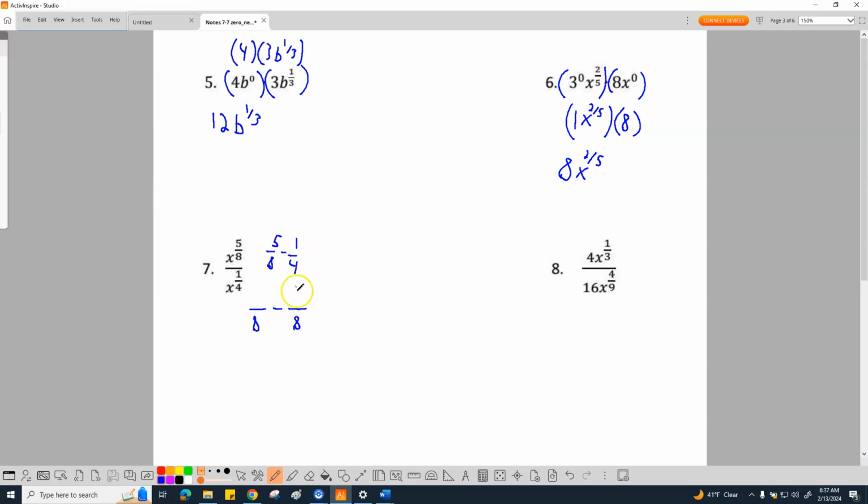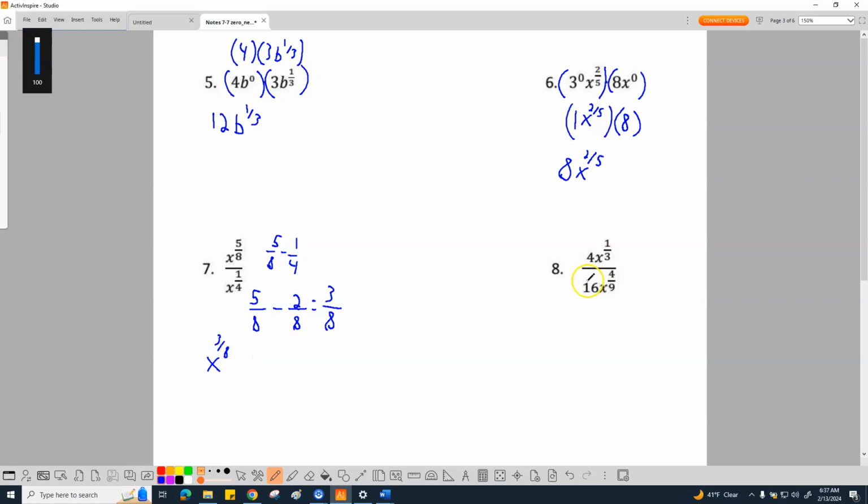From 4 to 8, I multiplied by 2. So I'm going to multiply the top one by 2 as well. And then I kept this one the same. So I end up with that for my fractions, 5/8 minus 2/8. And the rule for subtracting fractions is keep the denominator and then subtract the numerator. So 5 minus 2 is 3/8. So when this is done, you write x to the 3/8. Boom. And that's your answer.